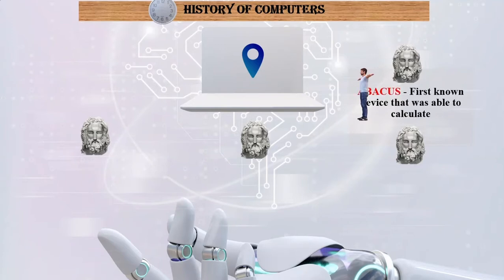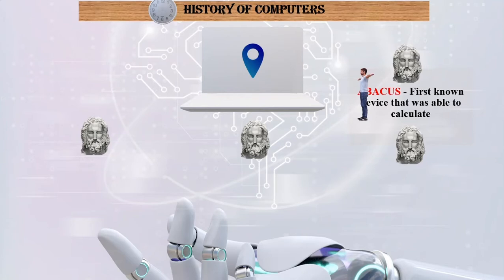So the first known computer was the abacus. It was the first device that was able to calculate. Now the abacus is a device that is actually made up of strings and beads used to calculate, and it was used in ancient China and Asia, in the Asian continent, which included China, Japan. It was also used by the Greeks according to history and the Babylonians.